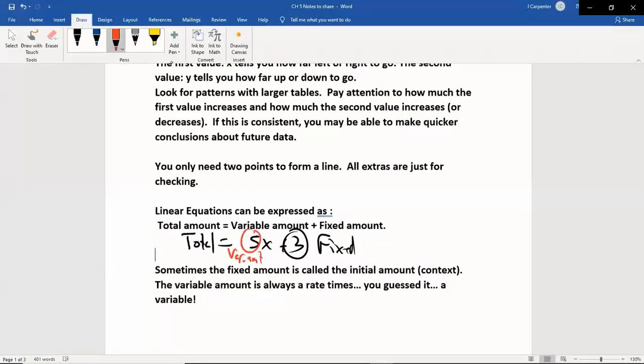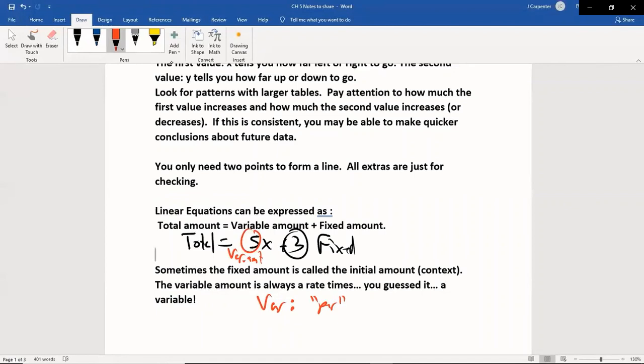And when you're dealing with real world context, the variable amount usually has the word per in it. So it'd be like $5 per ticket. So it's not saying you just pay $5 no matter what. It's based on the number of tickets. It's an independent-dependent relationship.